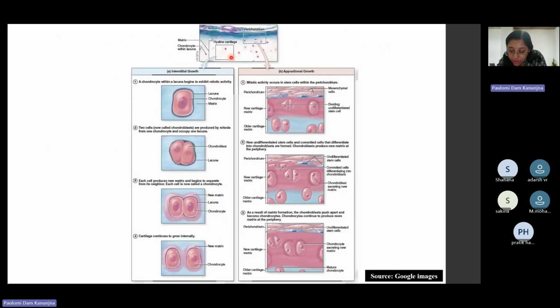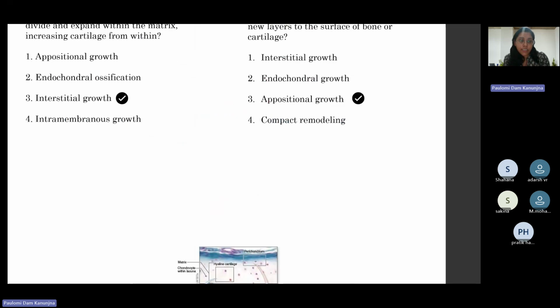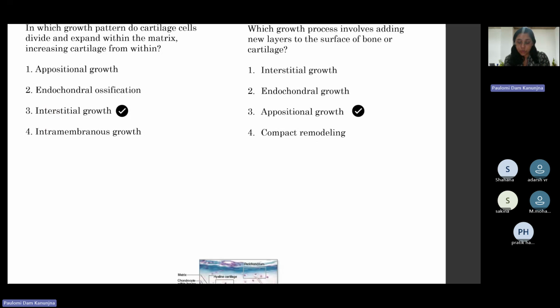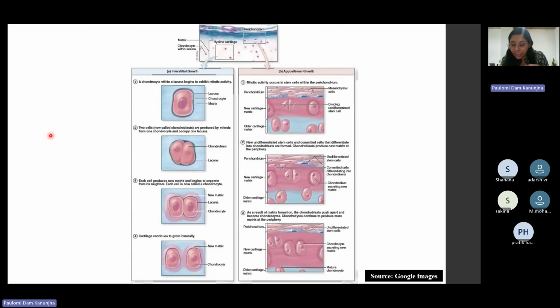So interstitial growth, the word inter should tell you that this refers to growth from within the tissue. See the question again. The question said cartilage cells divide and expand within the matrix. Within means inside, anything from inside, and interstitial basically means within, interspersed. So this should give you a hint of what they refer to. Interstitial growth is growth from within the tissue.